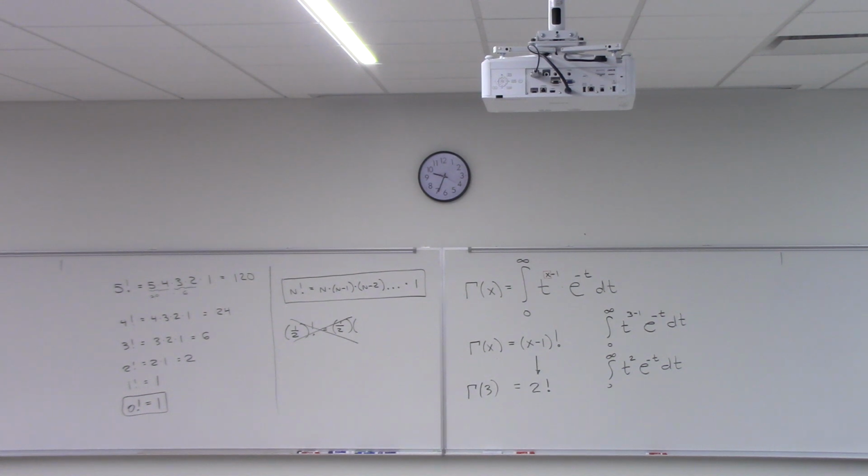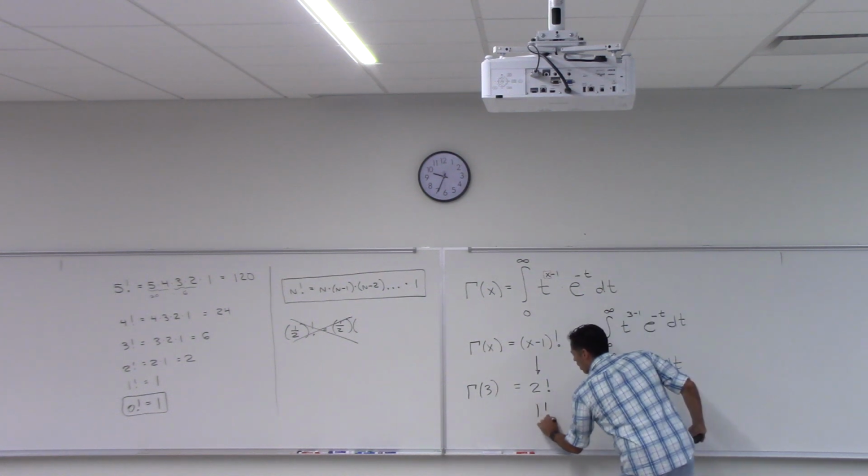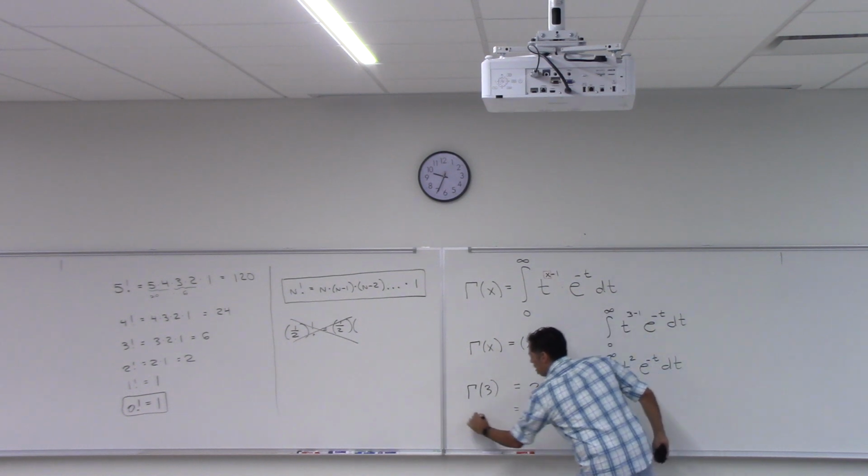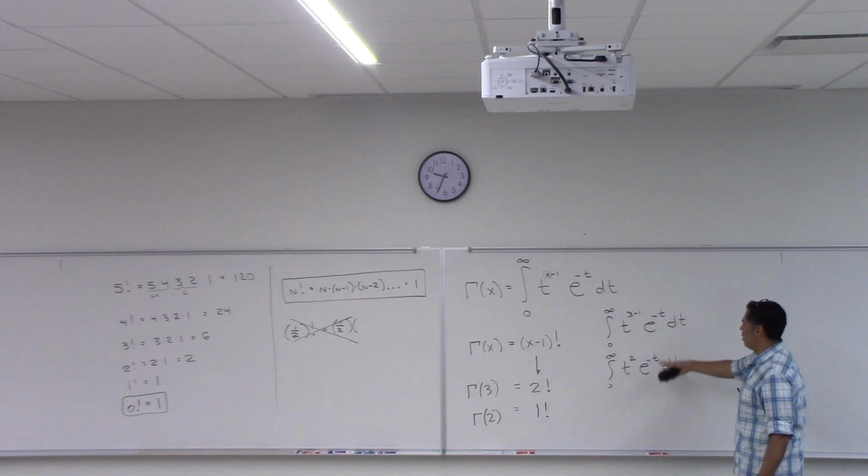There, okay. See the answer there? The answer is 2. Okay, which matches with what we thought, right? Now, what if we wanted to know what 1 factorial was? Then we would do gamma of 2, which would be our integral would change to what?